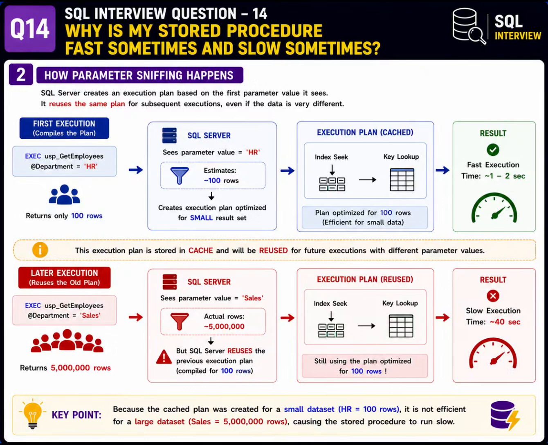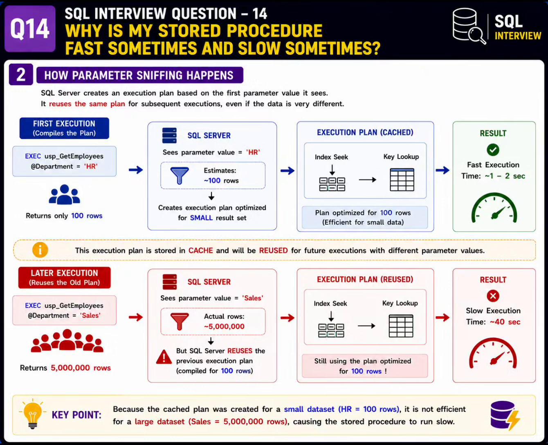Let's compare both executions. First execution, department equal to HR. We have only 100 rows. SQL Server chooses an index seek. Execution time is around 1 second. Everything works perfectly. Now, look at the second execution, that is department equal to Sales.